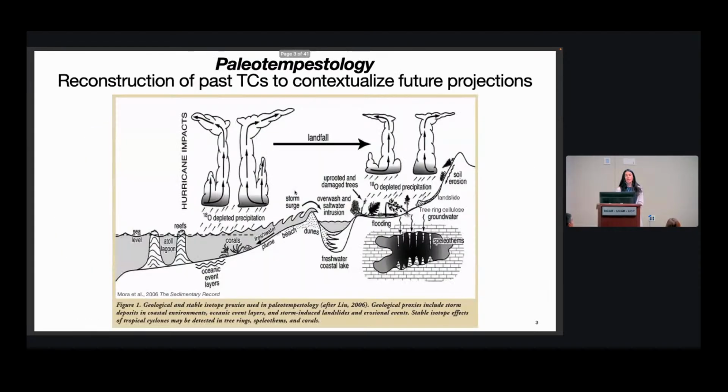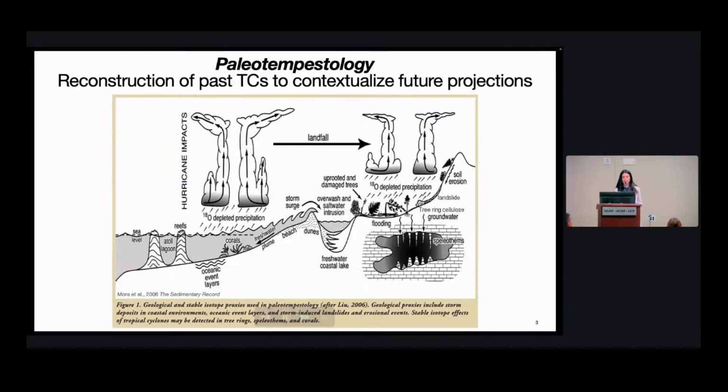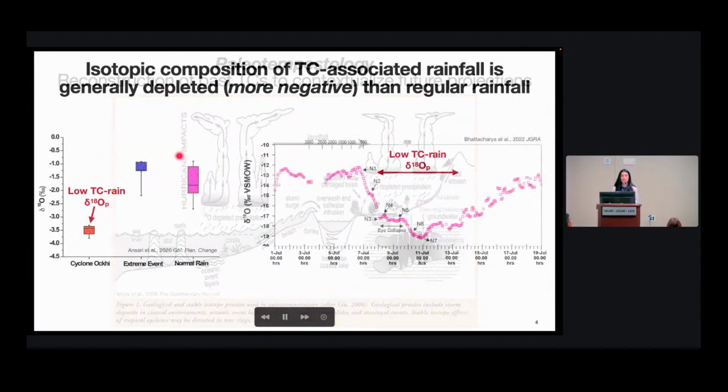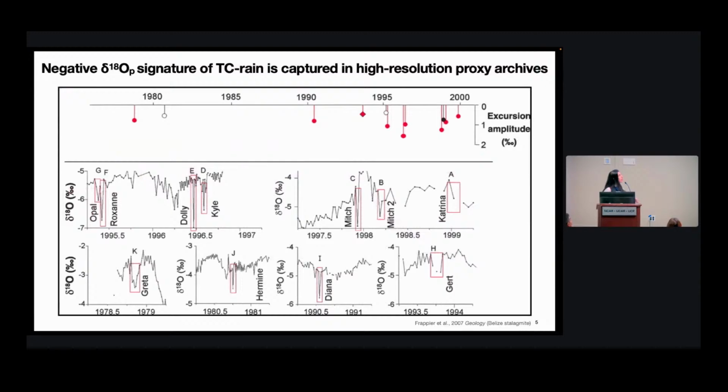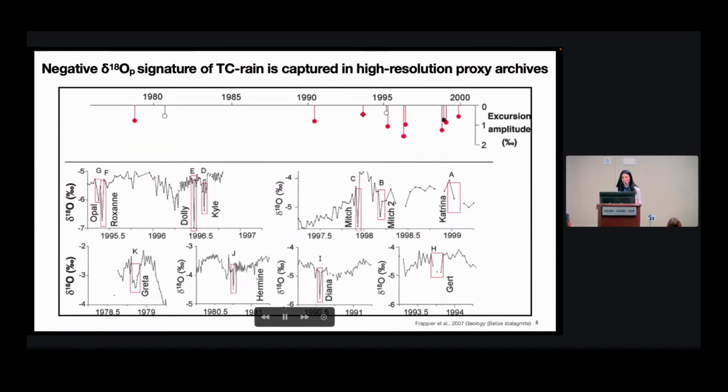One way that we can contextualize these future projections is by looking at changes in tropical cyclone frequency and intensity in the past. This is called paleotempestology. This diagram shows a variety of ways that people have approached paleotempestology, but the one I'm going to focus on today is leveraging the delta 18O composition of tropical cyclones. I think I changed the settings somehow.